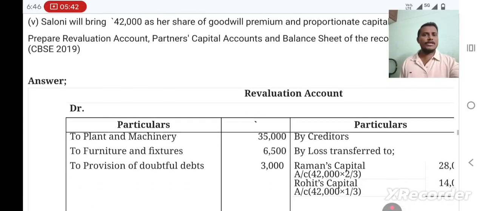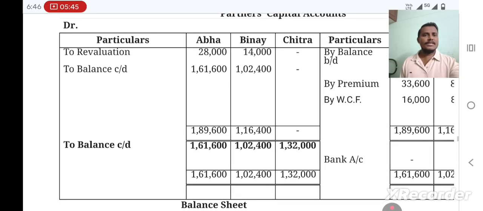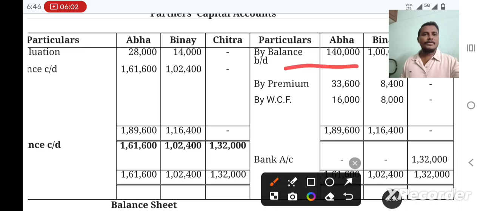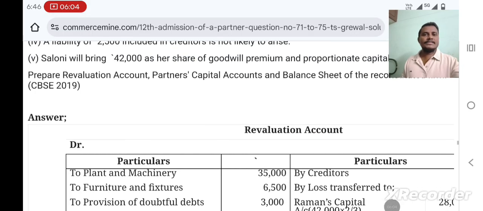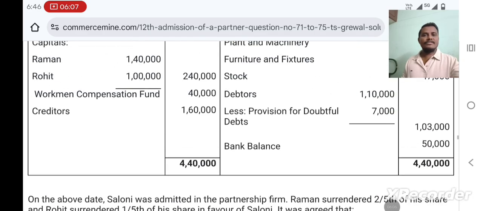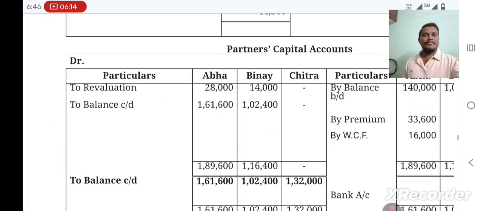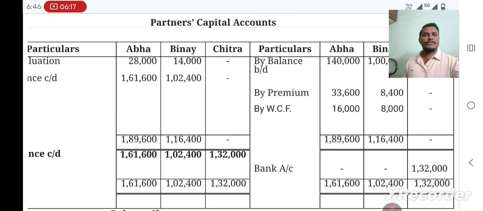Now I'm moving on to the partners capital account. As I have already told you in many of my videos, you follow the recommended steps. Inside the partners capital account, first you record by balance brought down. That will show the old partners' capital, which is shown inside the balance sheet. So Raman 1,40,000, Rohit 1 lakh.